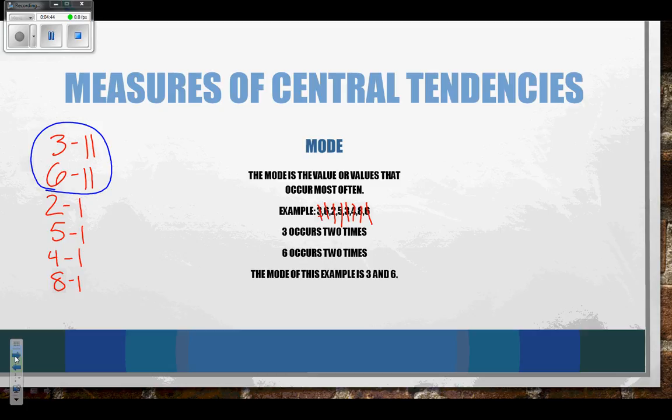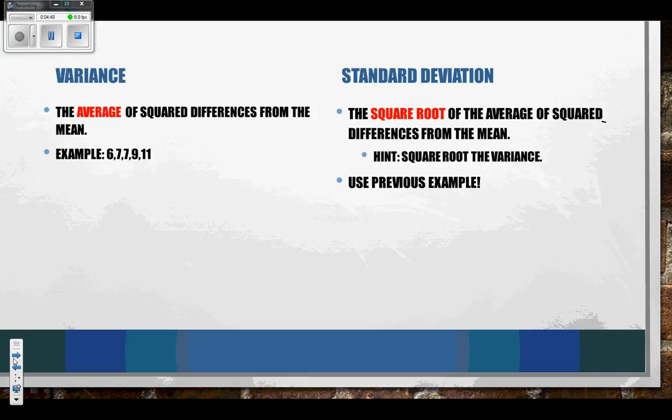So those are the 3 different measures of central tendency. The next thing that we're going to talk about is called variance and standard deviation. Variance is the average of squared differences from the mean. So for example, if I have 6, 7, 7, 9, and 11, the first thing I have to do is find the average. Let's remember, average is the same thing as finding the mean.